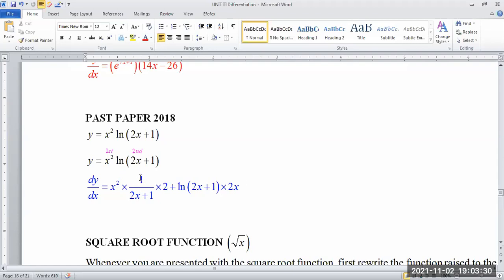So it's going to be 1 over 2x plus 1. But remember, I must now differentiate the function, and when I differentiate the function, I'm going to get 2. Then plus the second, ln 2x plus 1, times the differentiation of the first. And when I differentiate x squared, I'm going to get 2x. So differentiation ends right there.